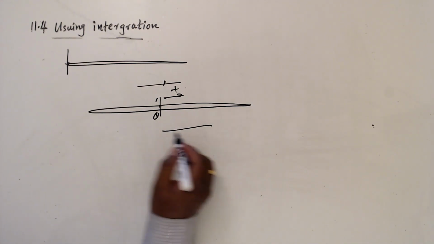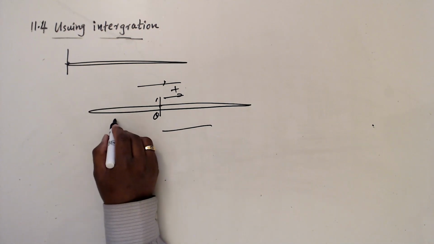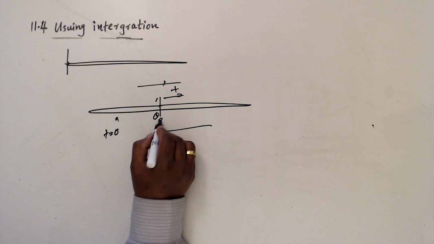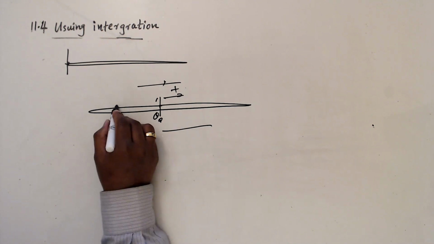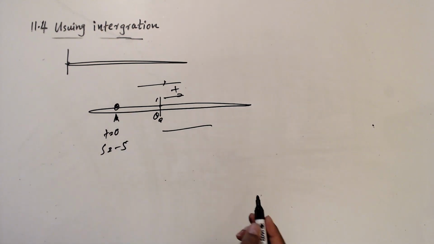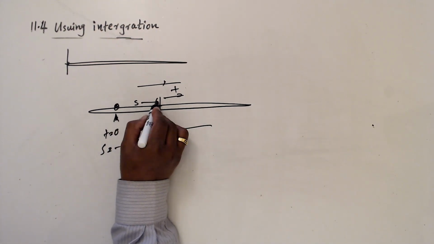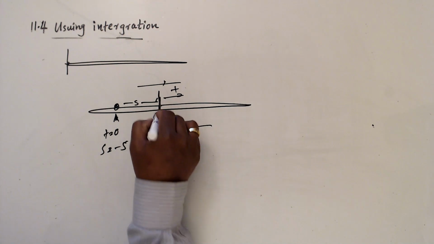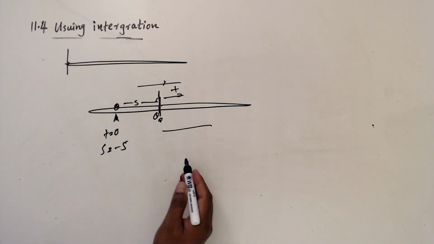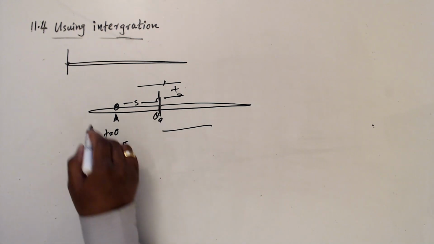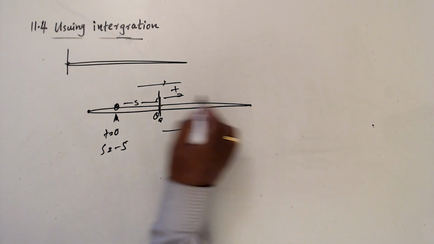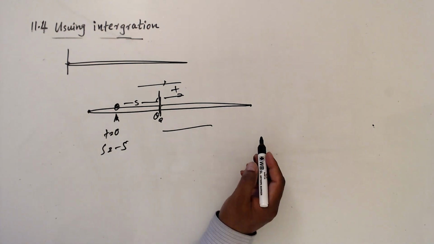And sometimes you may start to monitor from here at t equals 0, not from this place. Sometimes you start monitoring the particle from here. So at t equals 0, s equals minus 5. It means this distance is 5. The starting point is here, and this is the measuring point. So we have to be very careful with these sums when we work them out. The most important thing is that we need to know the instantaneous rest if we want to find a distance.